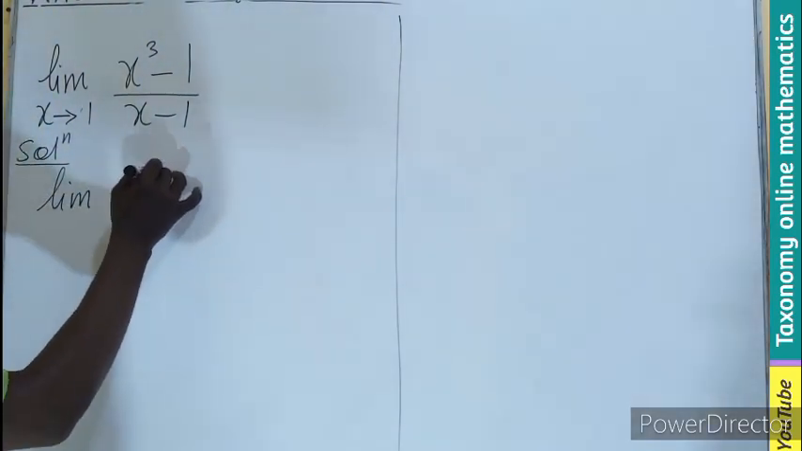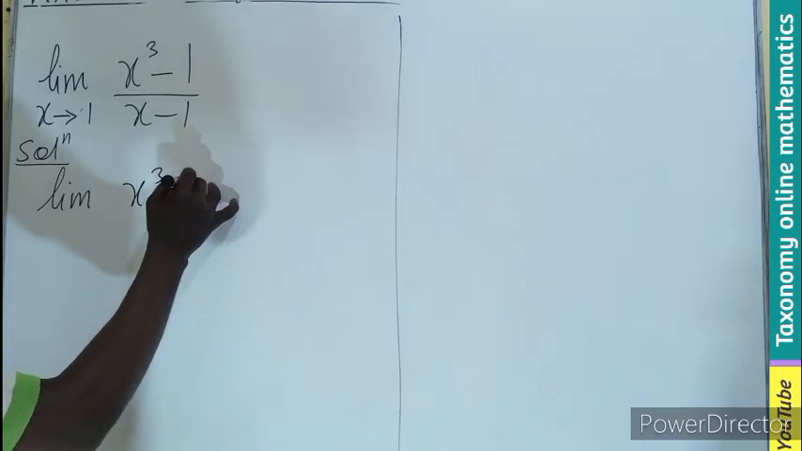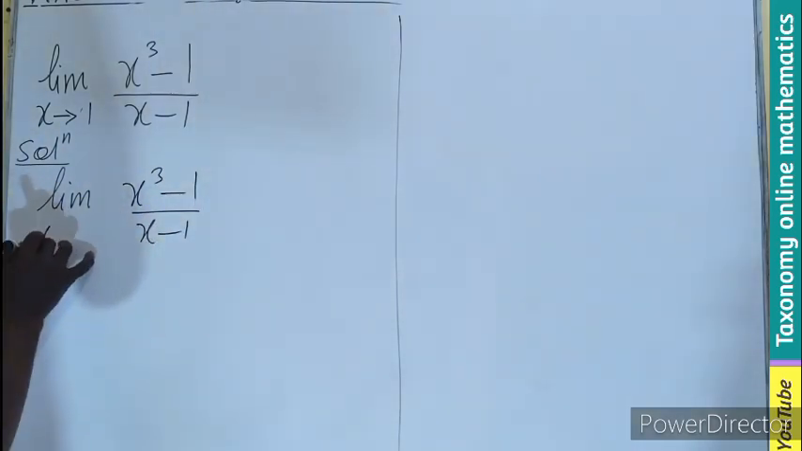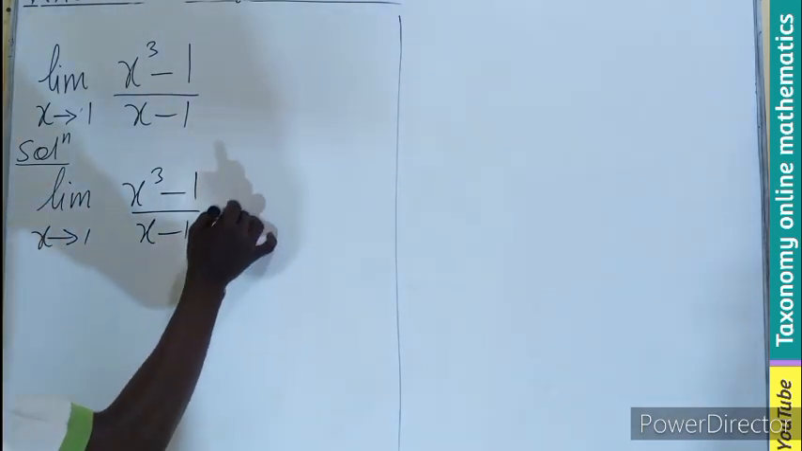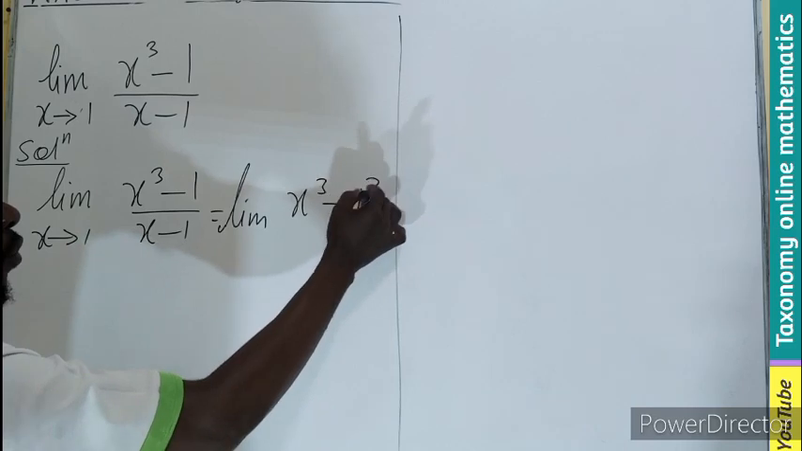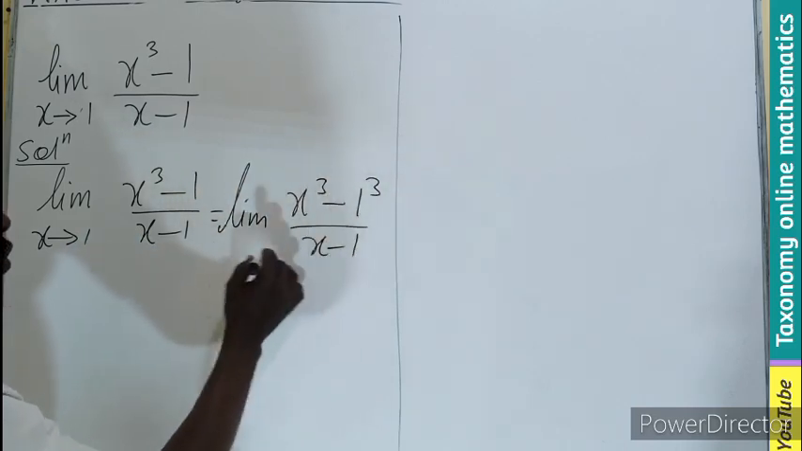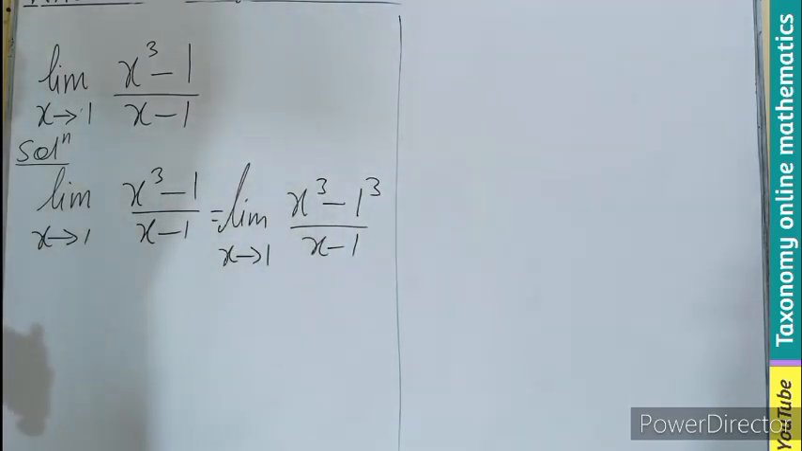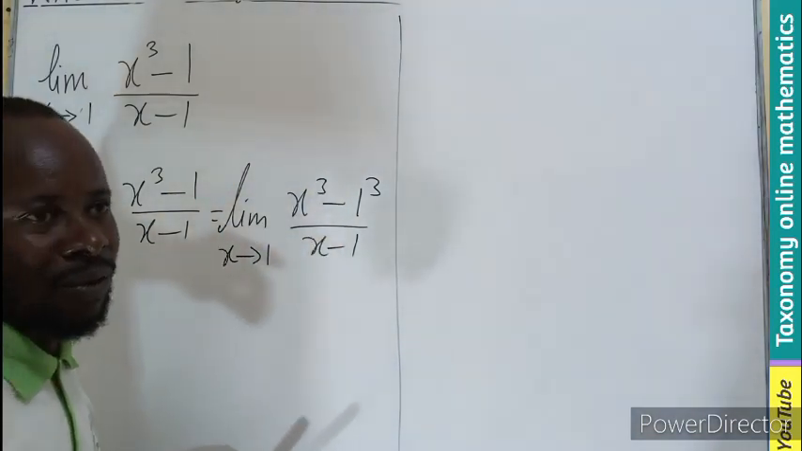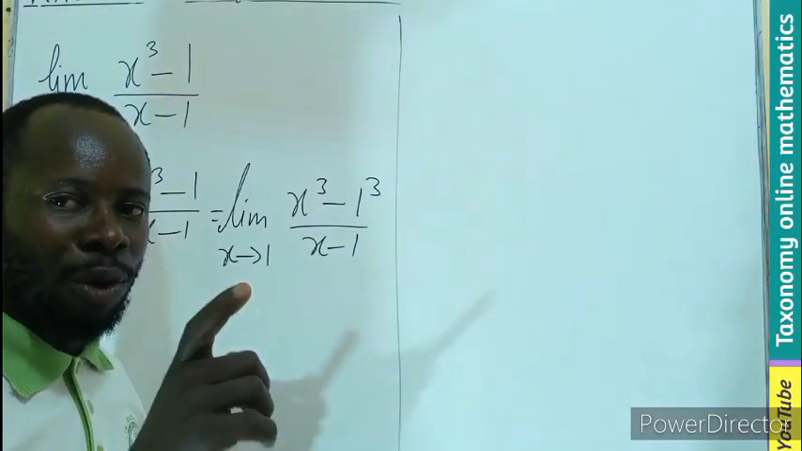Remember, when we substitute directly the 1 into the place of x, we are going to have 0 divided by 0, which is indeterminate. So we take the limit of x cubed minus 1 cubed over x minus 1, as x is approaching 1. We know 1 cubed still remains what? 1. So that gives us a difference of cubes.